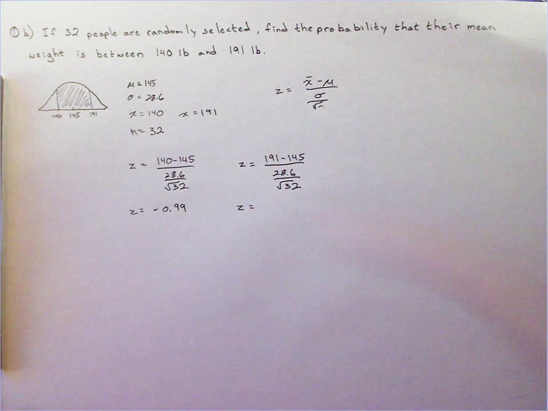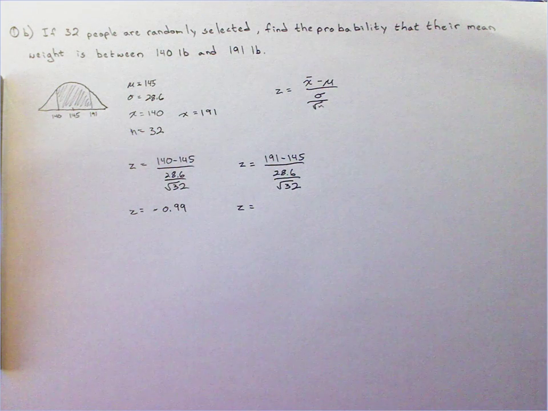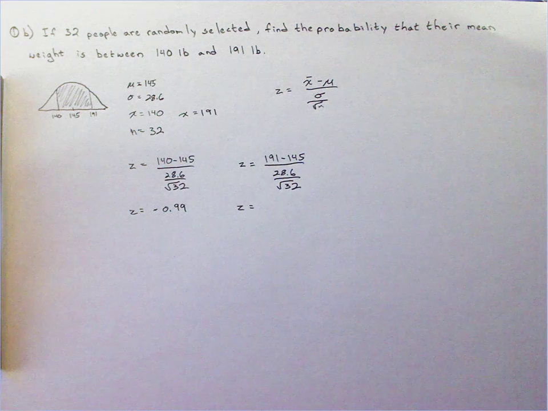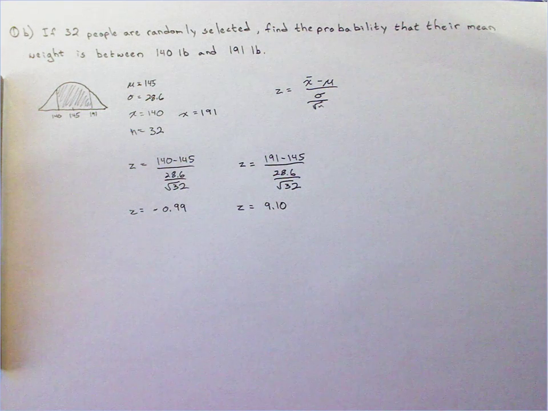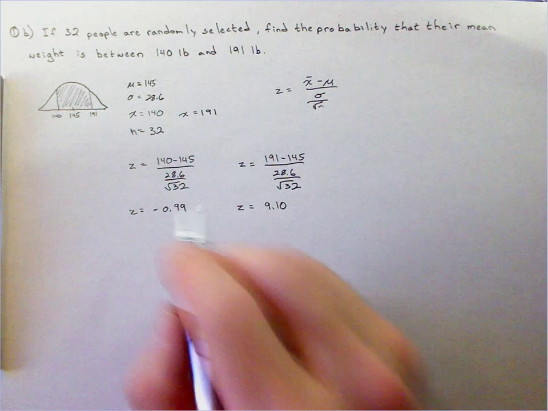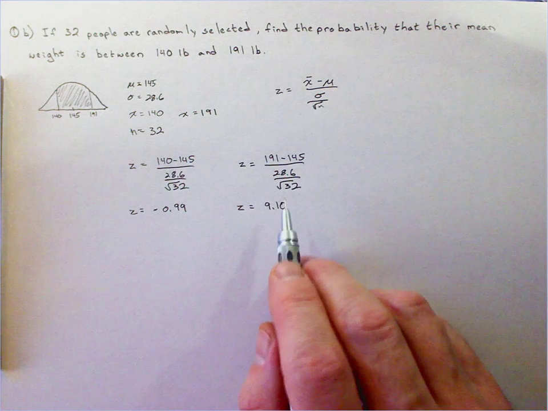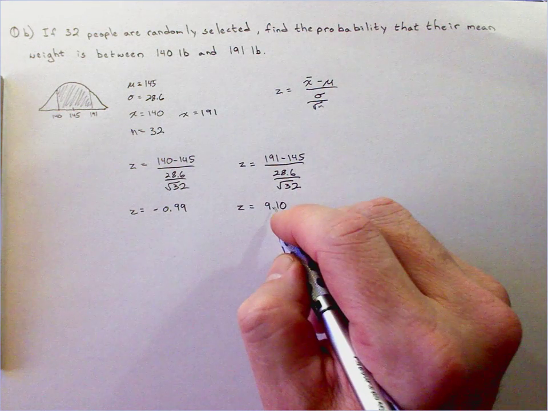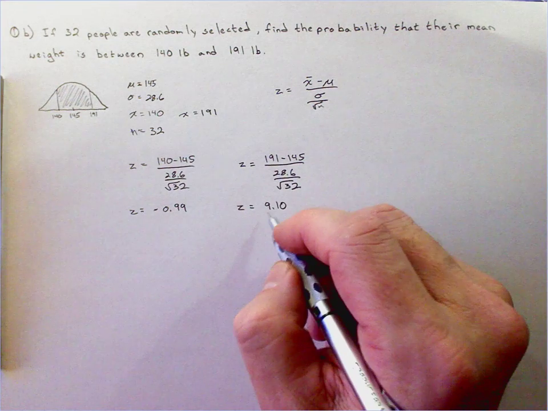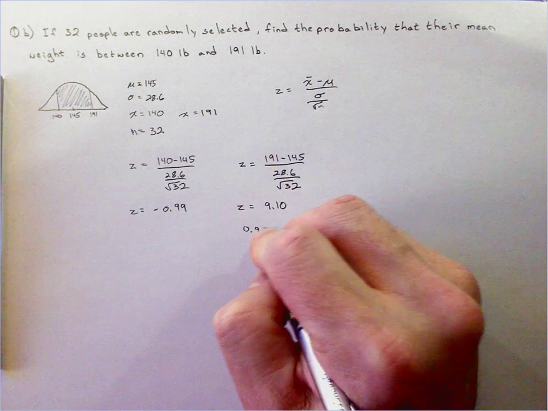And here I end up with, ooh, man. So with this one right here, I already know that one. And once you start using your standard normal tables, that is an exceptionally large value to have, 9.10. I already know that that's going to be almost 100%, but this is how they label it.